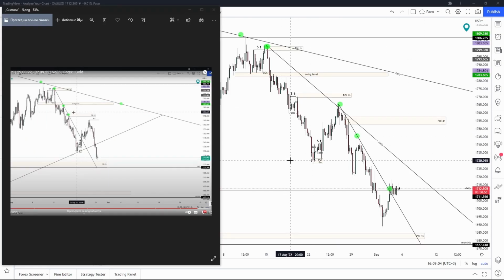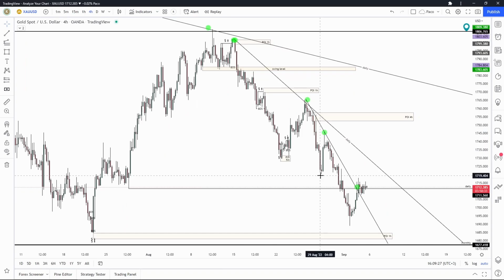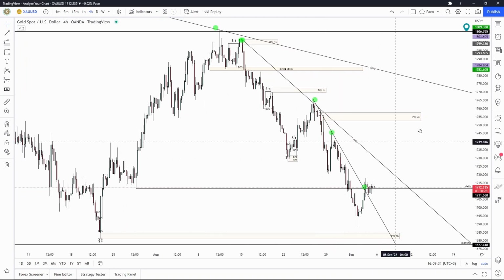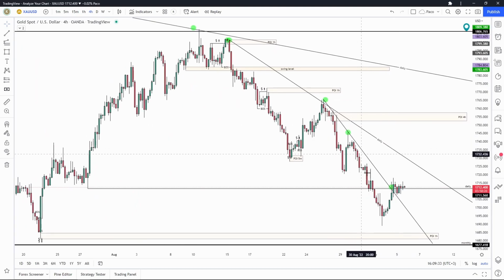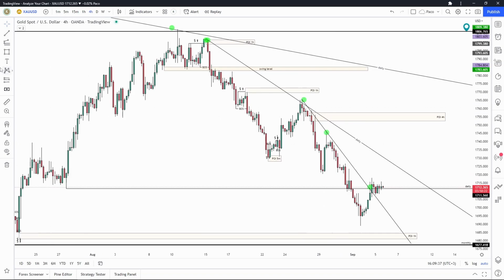Okay, let's move to the gold. Last week we said that we expect that the price will reach this zone right here, from which we expect the price to make a pullback. It actually didn't reach the zone by some pips and made this pullback, from which the price makes another bearish impulse downwards. Now here we have a very nice swing level.